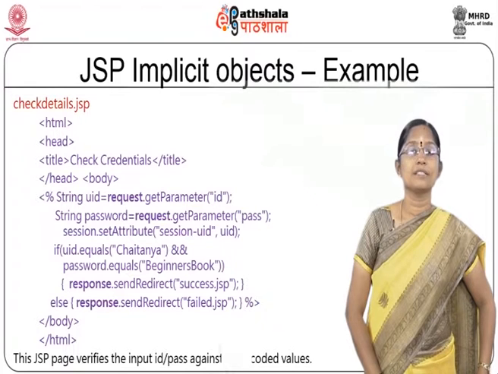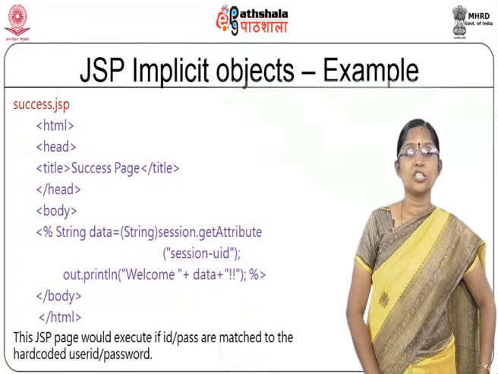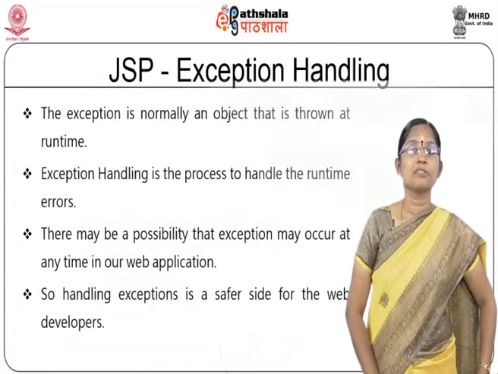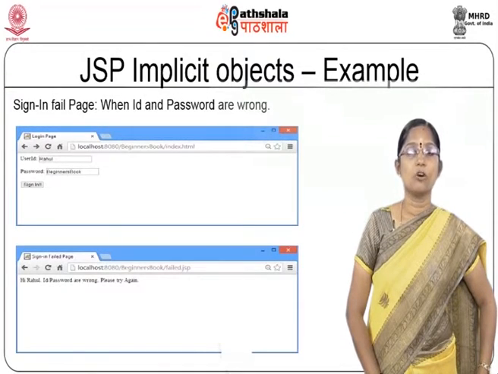Now, we have seen a program which makes use of these implicit objects: request, response, session and out, where out is used to display the content back to the client. So, this is about JSP implicit objects.